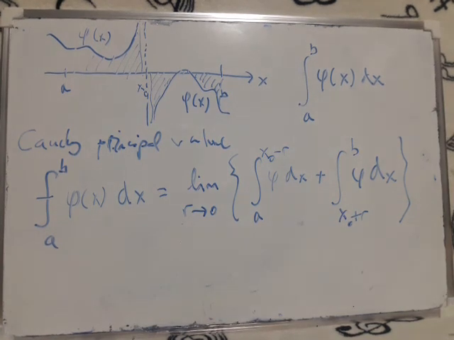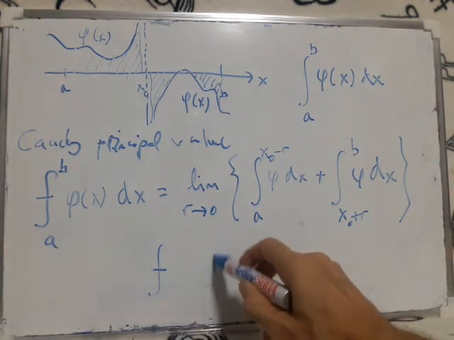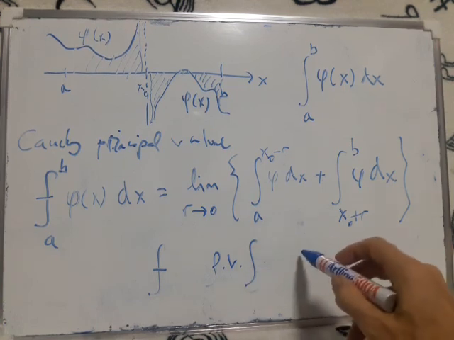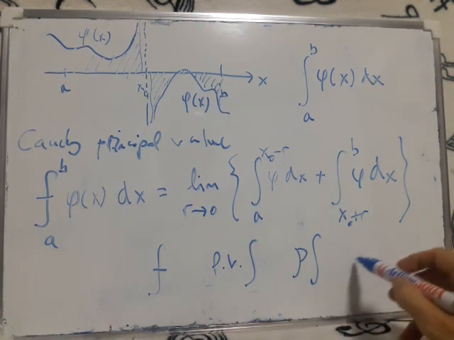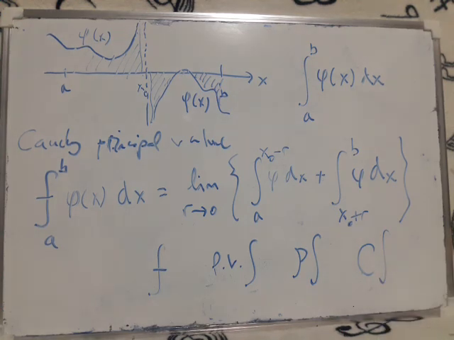I should mention this principal value. Instead of writing it like this, some people write a PV before the integral, or they sometimes write a sort of curly P, or they sometimes write a curly C, for the Cauchy principal value. Other forms of notation for it.